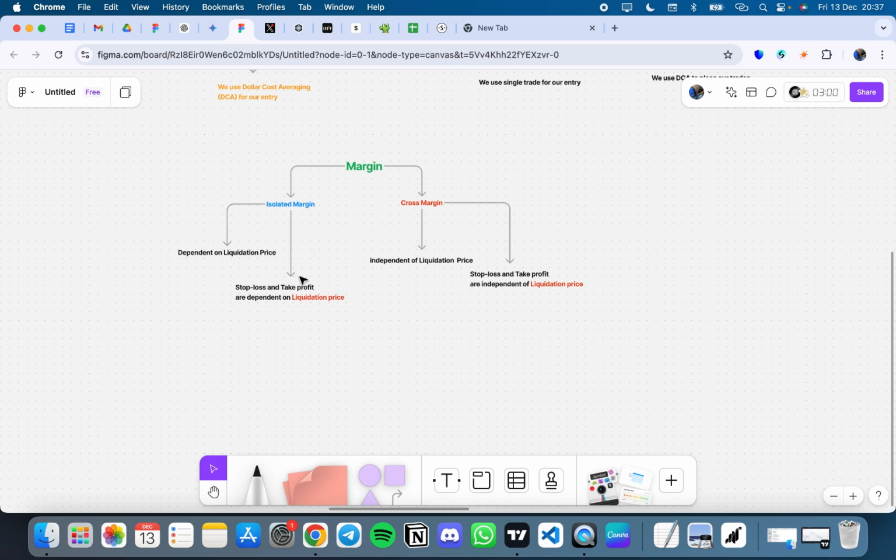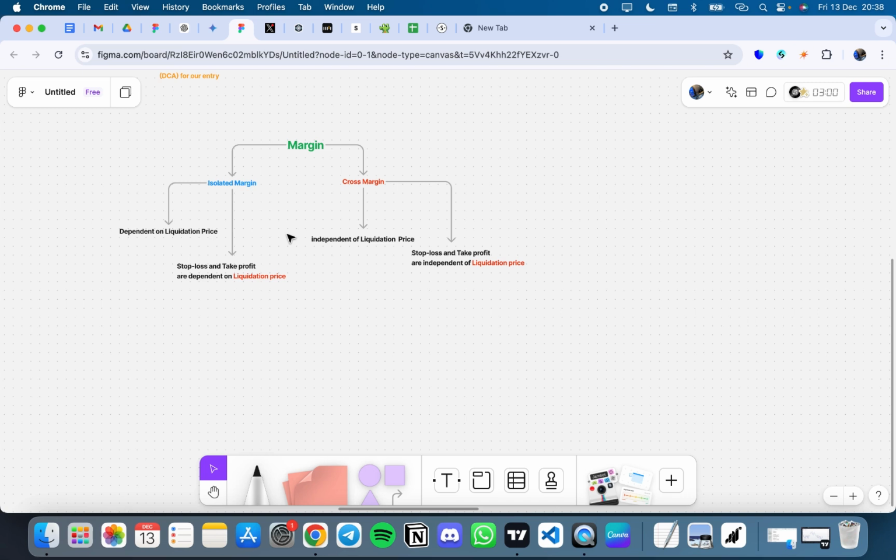Then the next thing is your stop loss and take profit are also dependent on your liquidation price. You can place your stop loss and TP, but if your liquidation price is before your take profit or your SL, price will hit the liquidation price and the trade will close without even being invalidated by hitting your stop loss or getting to your TP.